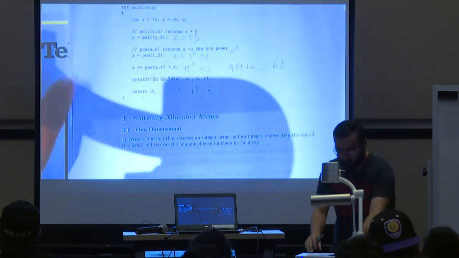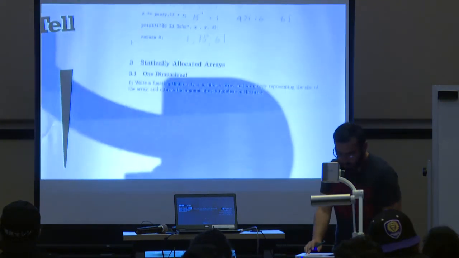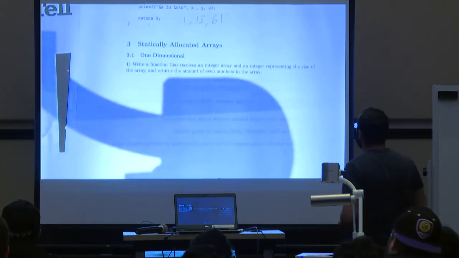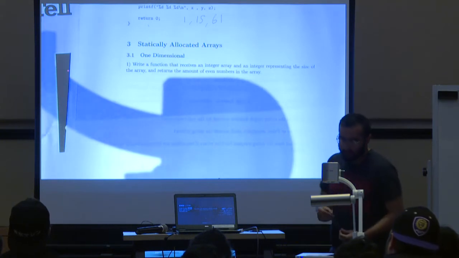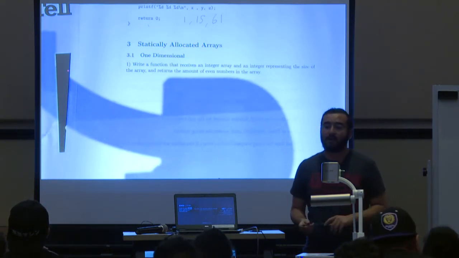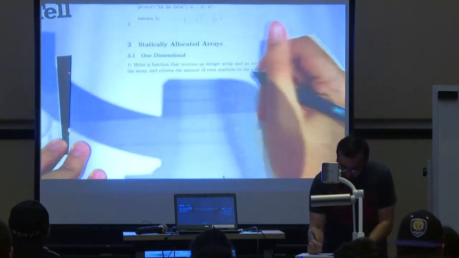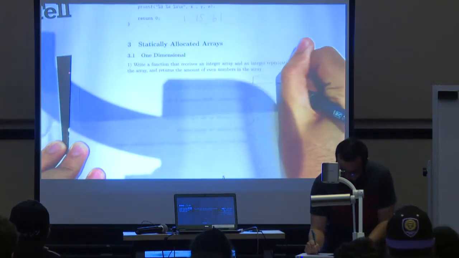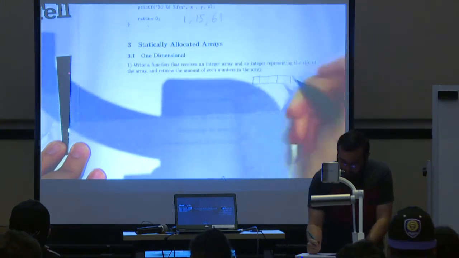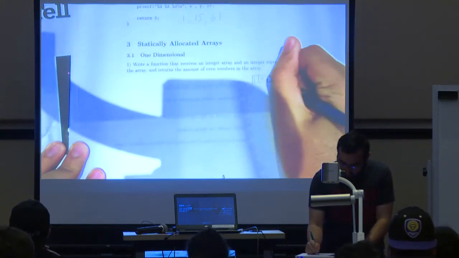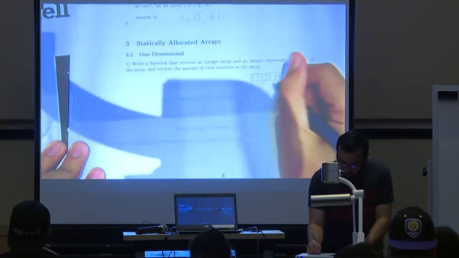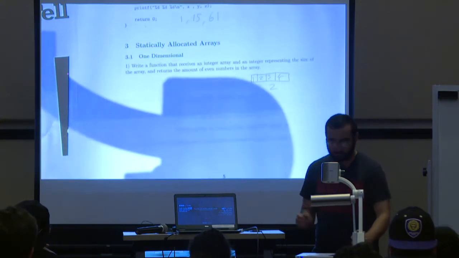So now here, we're working with statically allocated arrays. This is asking us to write a function that receives an integer array and an integer representing the size or length of that array, and it returns the amount of even numbers in that array. So we're essentially given some array with some integers in there, and we want to return the amount of even numbers. Here 2 and 4 are even, so we would just return the number 2.